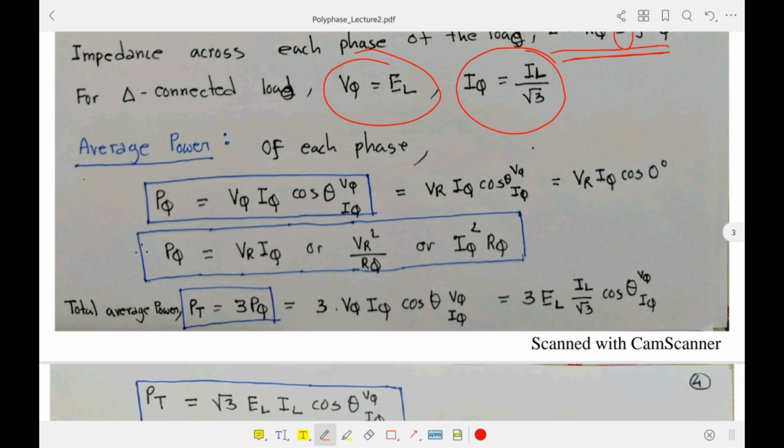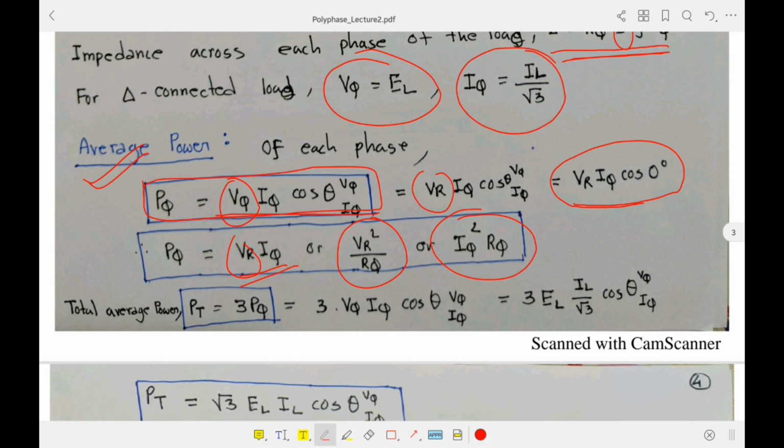Let's focus. First of all, the average power, we can write the average power of each phase. Previously our expression was exactly similar to this, that is V phi I phi cos phi. And if we want to convert that theta equal to 0 degree, then we can write V phi equal to VR. So this is VR I phi cos 0 degree, then it will appear just VR I phi. So this is VR and this is V phi. So remember this, these are different. Also we can write it VR square over R phi or I phi square into R phi.